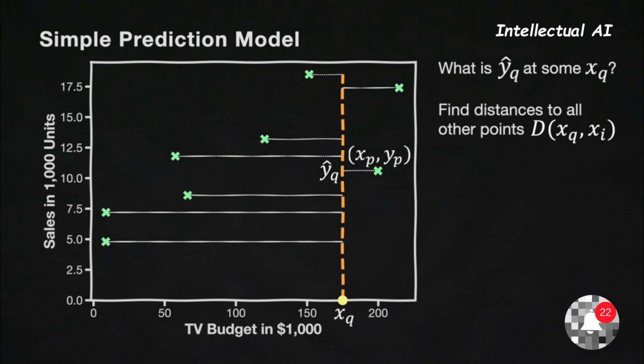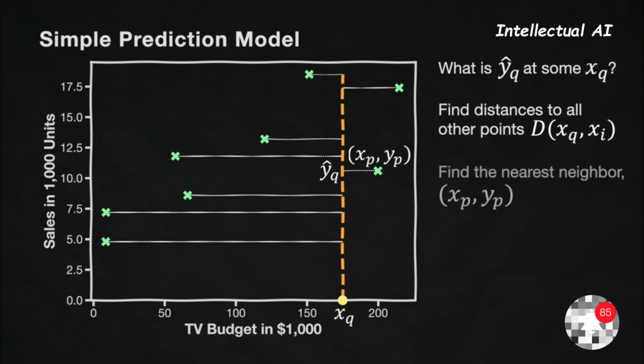We call this D, which is the distance between the points. At that point, I'm going to find the nearest neighbor by finding the minimum distance to all these other points, and that will be my nearest neighbor, and my prediction now will be the value of sales for my most similar example in my data set.